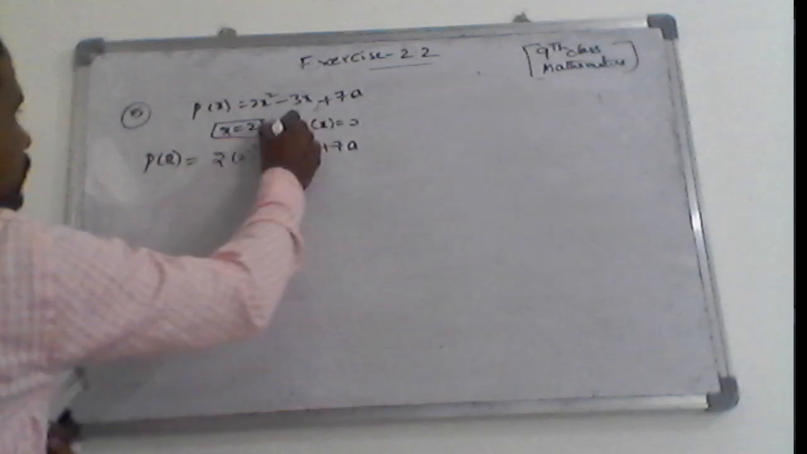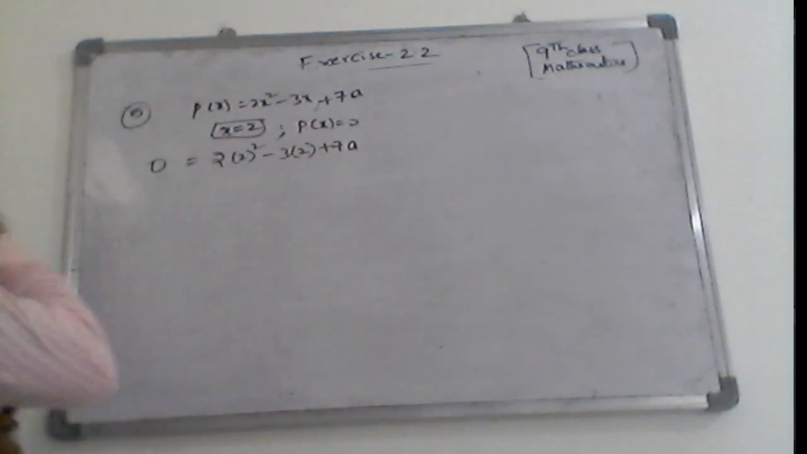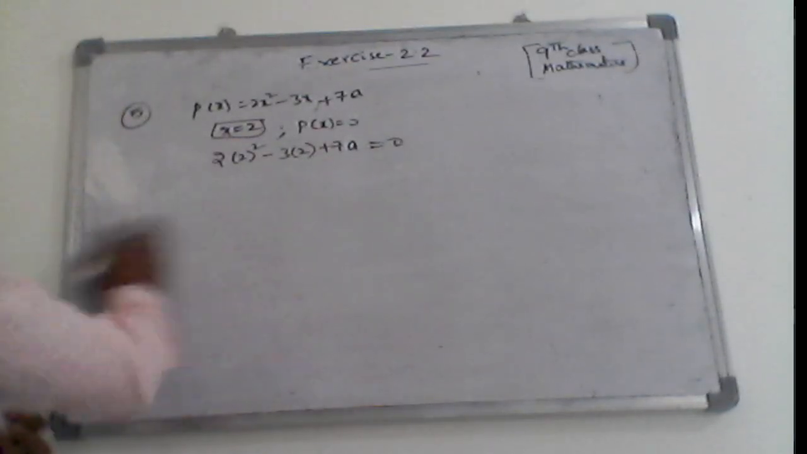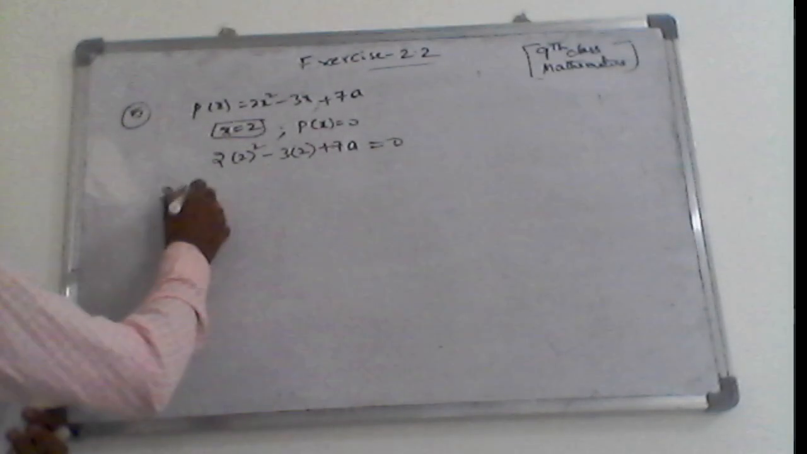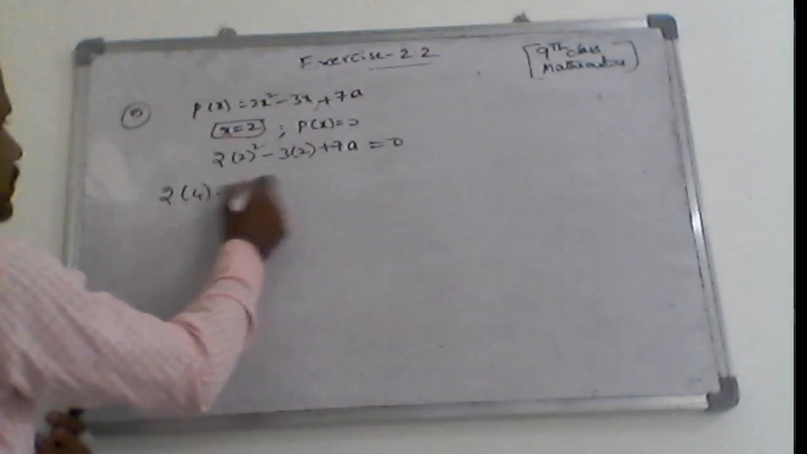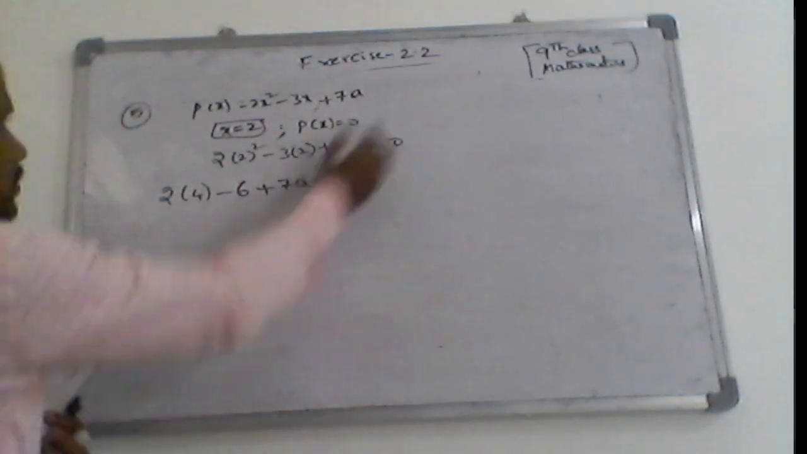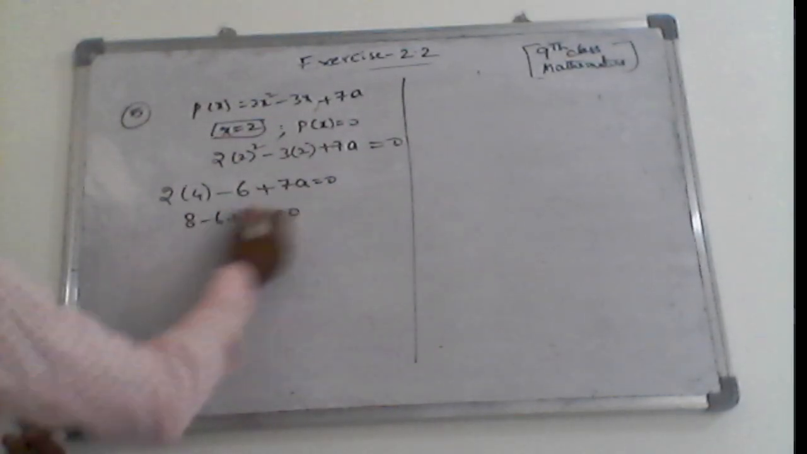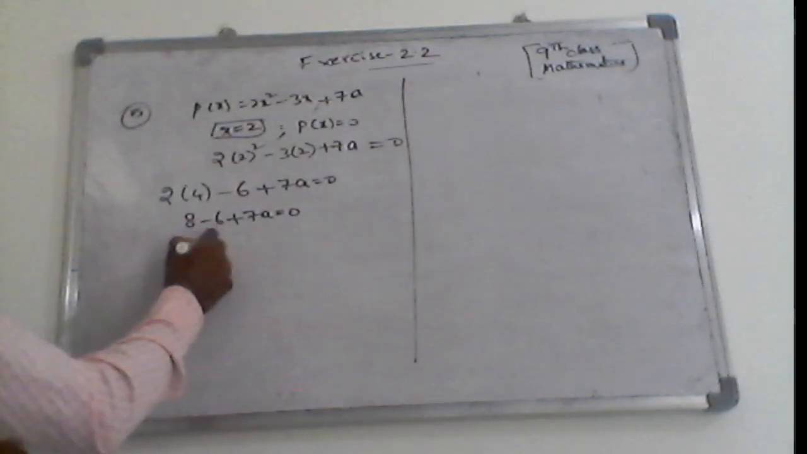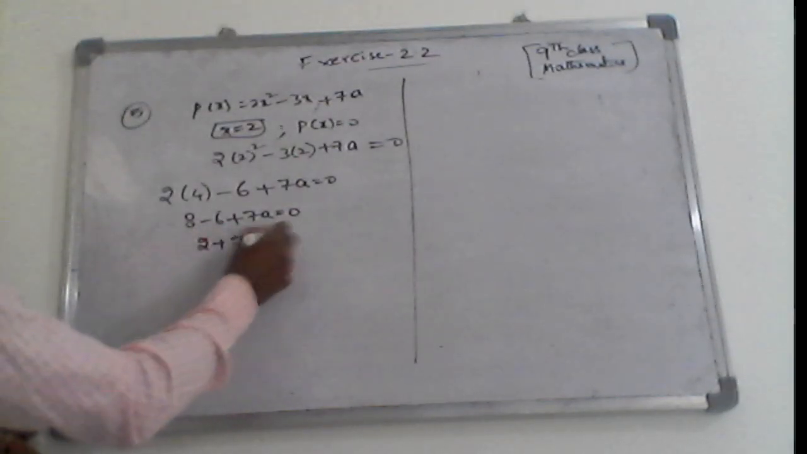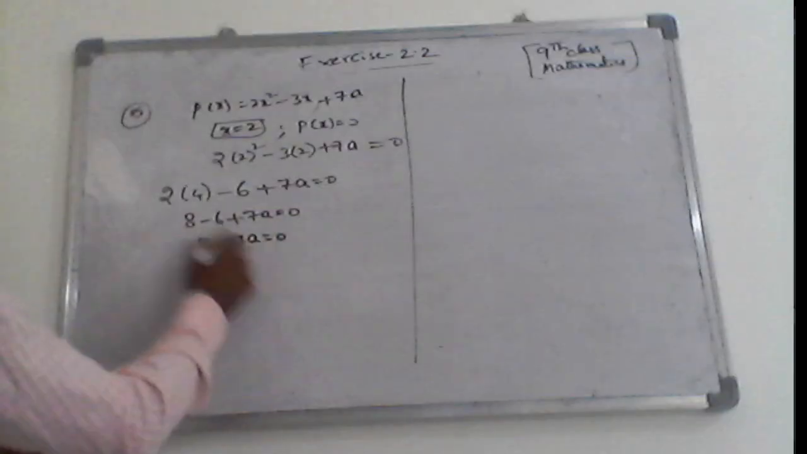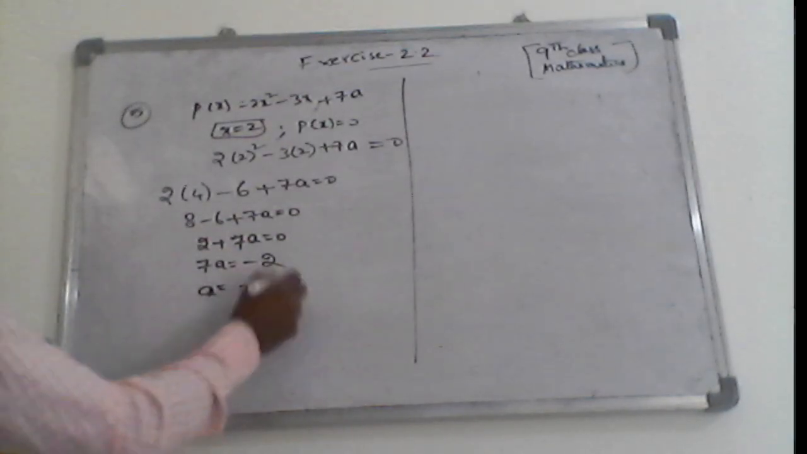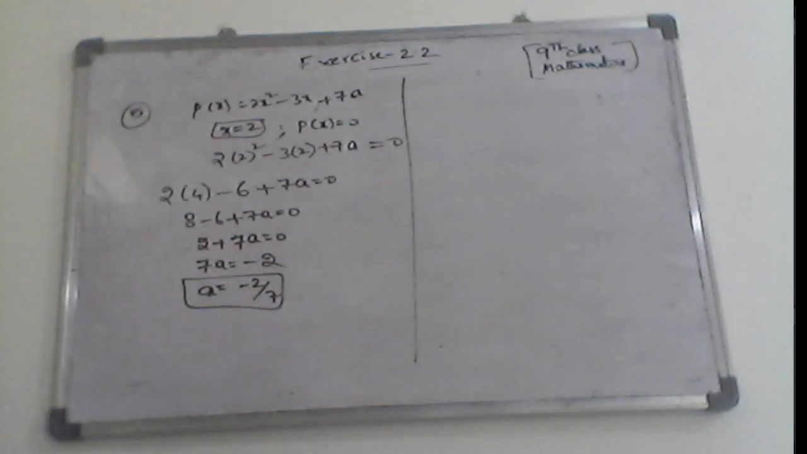Here p of x equal to 0. So 2 into 4 minus 3 into 2 plus 7a equal to 0. So 8 minus 6 plus 7a equal to 0. 8 minus 6 is 2, so 2 plus 7a equal to 0. 7a equal to, after transposing, minus 2. So a equal to minus 2 by 7. The value of a is minus 2 by 7.